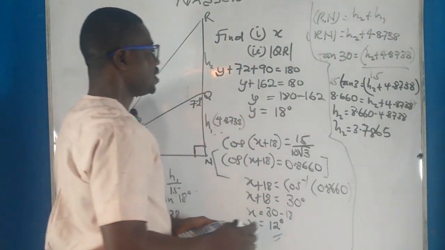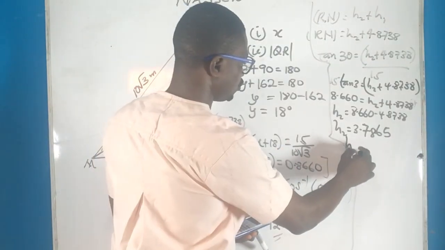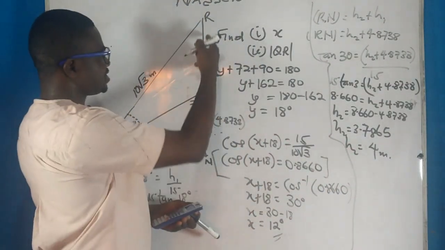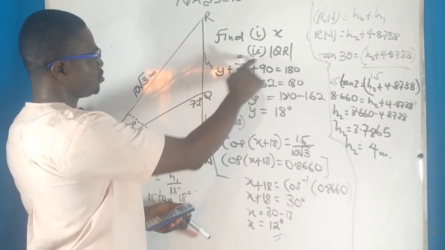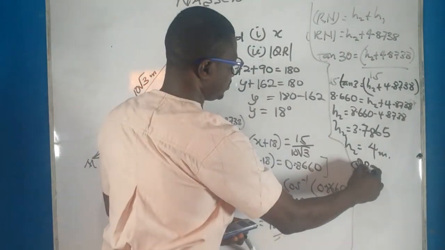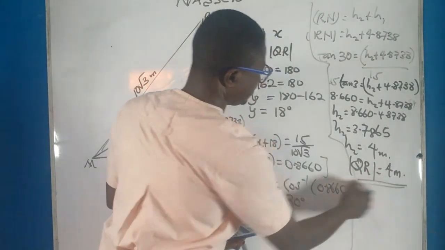3.7865. And the question wanted us to round it to the nearest whole number. So our h2 is equal to what? 4 meters. And we know that this side is our RQ, as the question was demanding, the QR. So QR is equal to 4 meters.